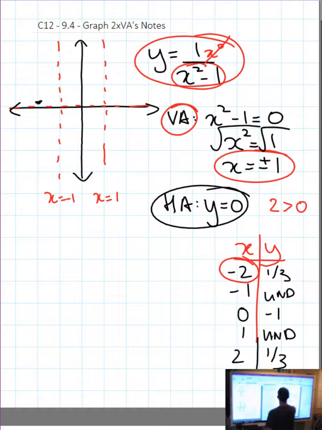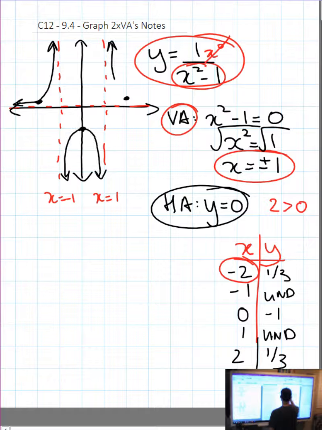So I can plot all these points: -2, 1/3, 0, -1, and 2, 1/3. And again, close to the asymptote, through the point, close to the asymptote. Close to the point, through the asymptote, through the point, close to the asymptote.